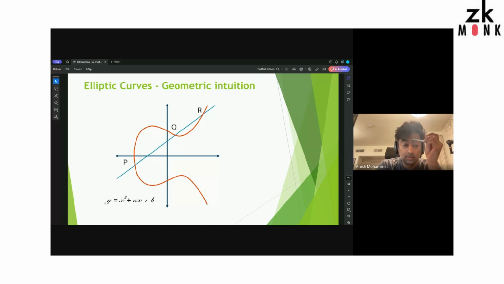Okay, so this is a curve where the equation is y squared equals x cubed plus ax plus b, right? And you have 3 points, P, Q, and R. And this is a very interesting property, and very useful. Can I have the next slide, please?